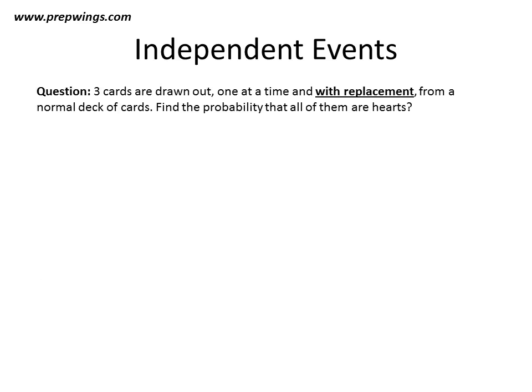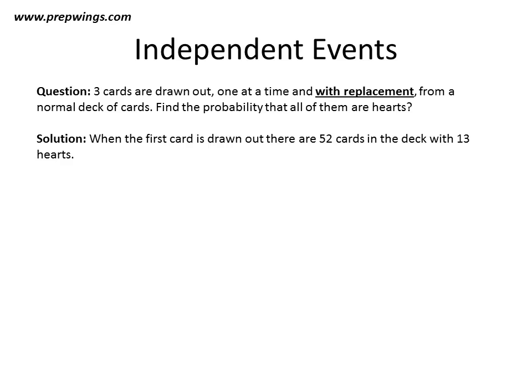Now we'll look at this question. Three cards are drawn out one at a time and with replacement from a normal deck of cards. Find the probability that all of them are hearts. When the first card is drawn, there are 52 cards in the deck and 13 of them are hearts. So the probability for the first card to be a heart will be 13 by 52, because the number of successful outcomes can be any 13 and the total number of outcomes can be any 52. Applying the basic probability formula, the probability for the first card to be a heart is 13 by 52, which is 1 by 4.